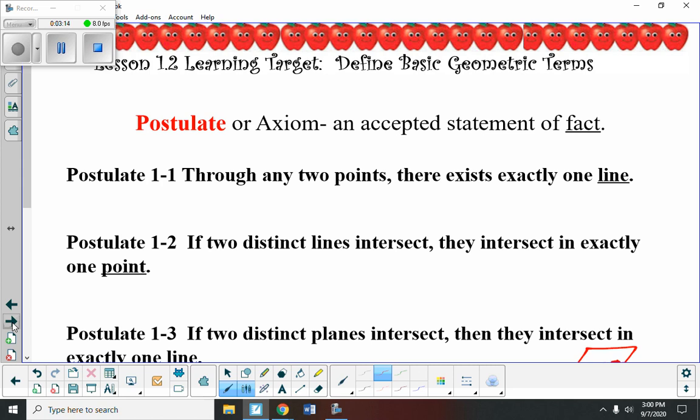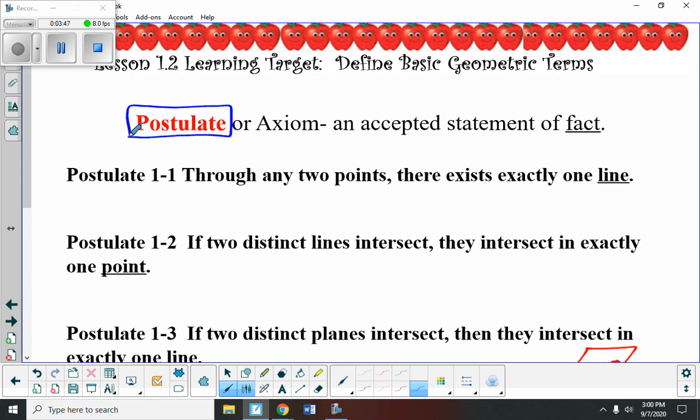Now, another term that is very important in this course is postulate or axiom. A postulate is an accepted statement of fact. There are no counterexamples. Everybody agrees it has to be true. So it's just a fact. So some of the postulates that we're going to be talking about in this first chapter are listed here. Now, I'm never going to ask you to give me the name. The book may ask you to give the name or the number, I should say, of a postulate, but don't worry about that. I want you to know what they say, though.